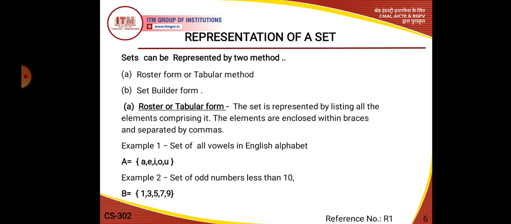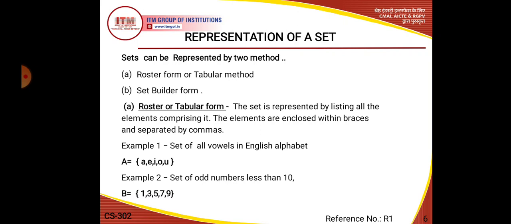Now example, set of all vowels in English alphabet. Here capital A is the set which consists of 5 elements a, e, i, o, u. Here 5 elements are there and all are different.